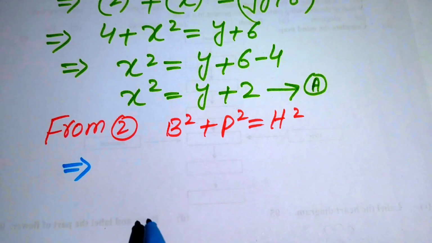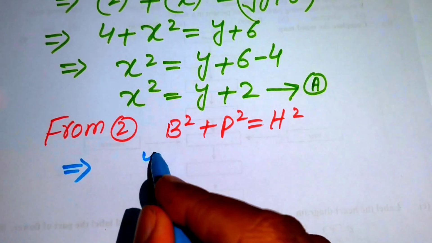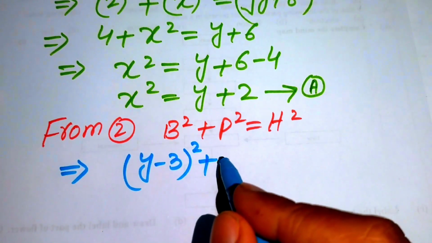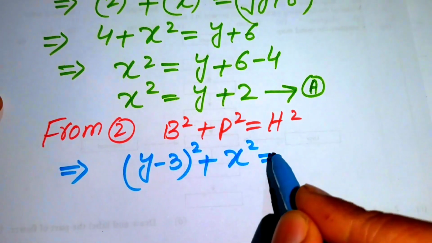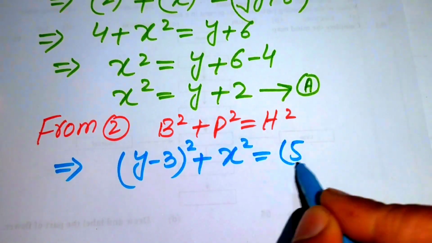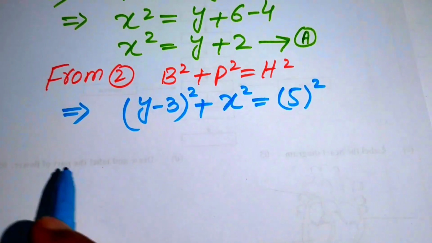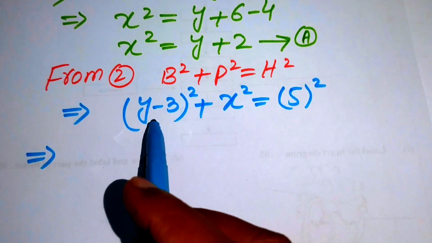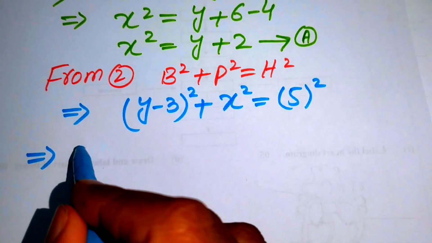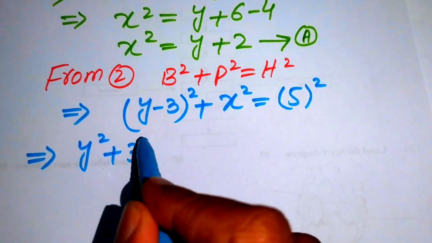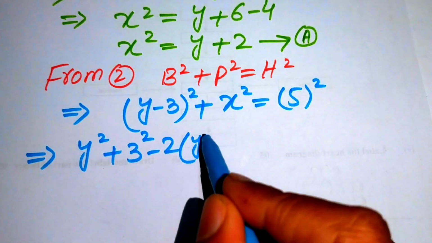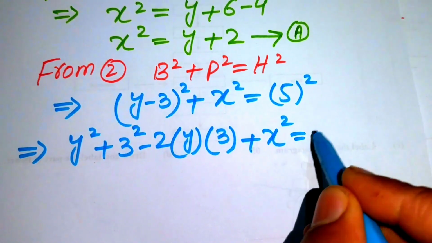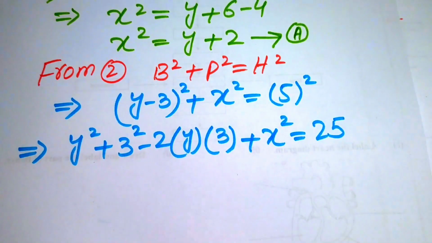In right triangle 2 our base is y minus 3, so it becomes y minus 3 square, and our perpendicular is x, so it becomes x square, and our hypotenuse is 5 square. Now we simplify these terms, and here we expand this square identity: y minus 3 square becomes y square plus 3 square minus 2 times y times 3, plus x square equals 5 square, which becomes 25.